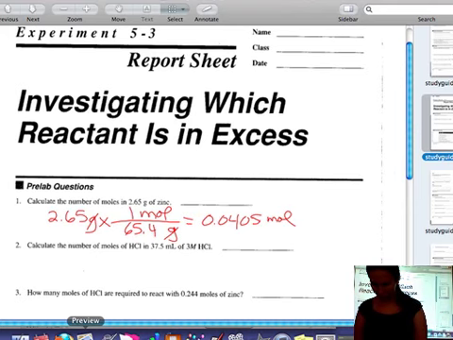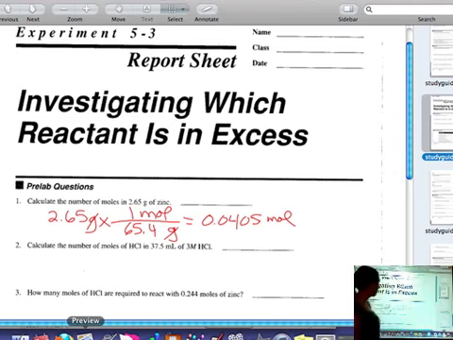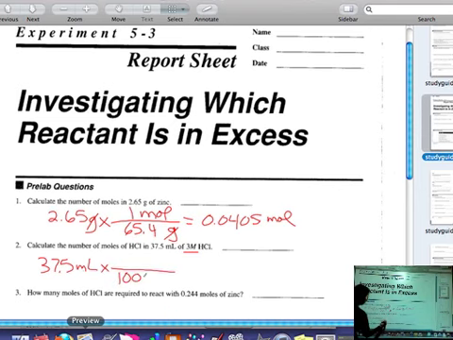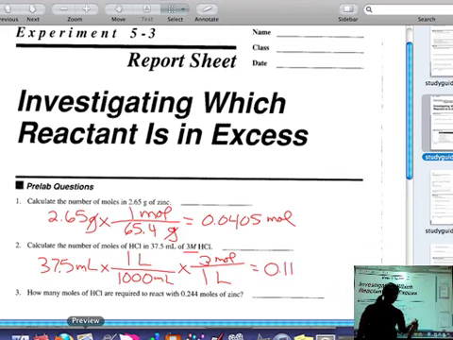Number of moles of hydrochloric acid in 37.5 mL of 3 molar. I expect you guys to do this calculation along with me because it involves molarity. So we take our sample, 37.5 mL, convert it to liters, and then convert that to moles using 3 moles per liter. That gives us a nice, neat, and tidy answer of 0.112 moles.